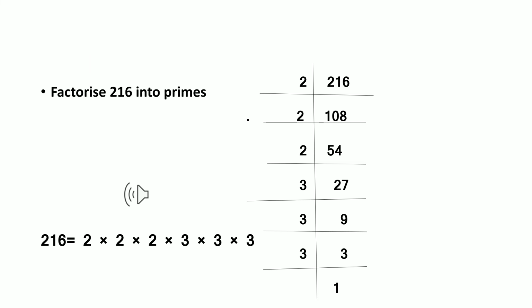3 times 9 is equal to 27. 3 times 3 is equal to 9. 1 time 3 is equal to 3. In this way, we get 216 is equal to 2 into 2 into 2 into 3 into 3 into 3.